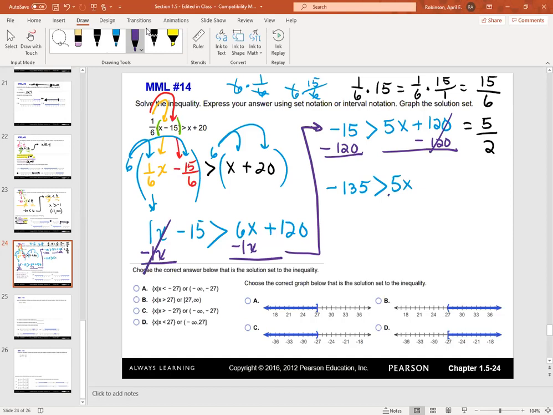And then I'm just going to divide off the 5. I'm dividing by a positive number. It's not going to mess up my inequality. The 5's cancel. There's an x. And then negative divided by positive is a negative.